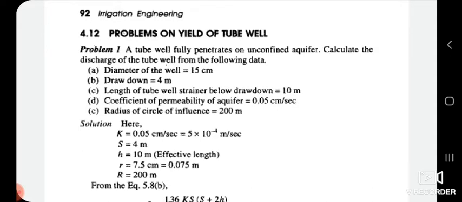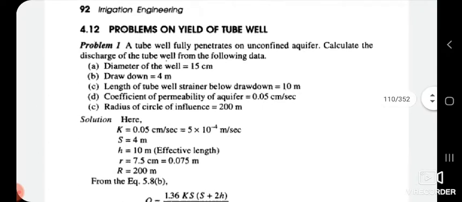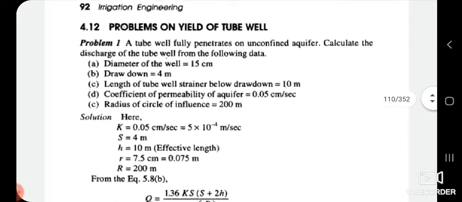So we will see about yield of tube well example problem. A tube well fully penetrates an unconfined aquifer. Calculate the discharge of the tube well from the following data. Diameter of the well is 15 centimeter. Drawdown is 4 meter. Length of the tube well strainer below the drawdown is 10 meter.